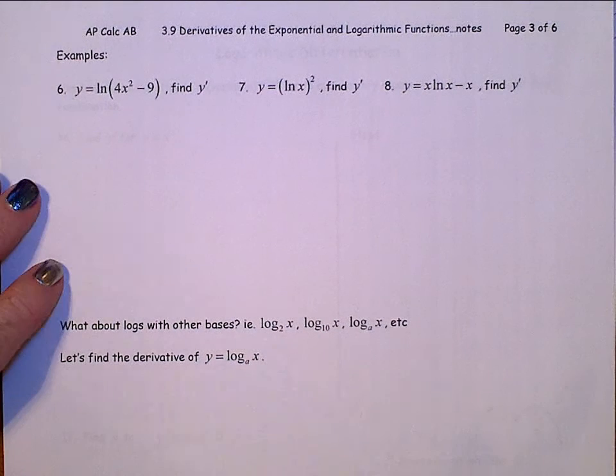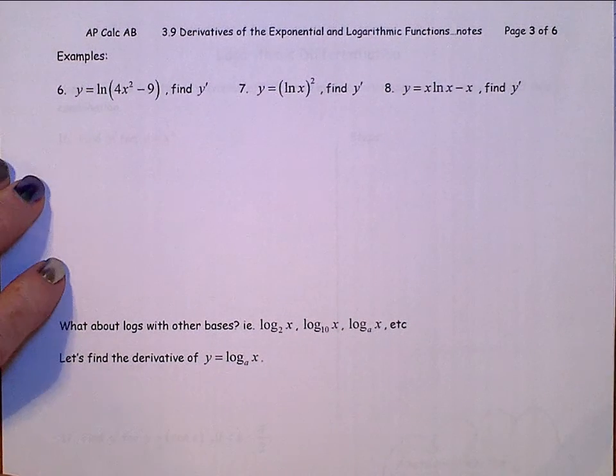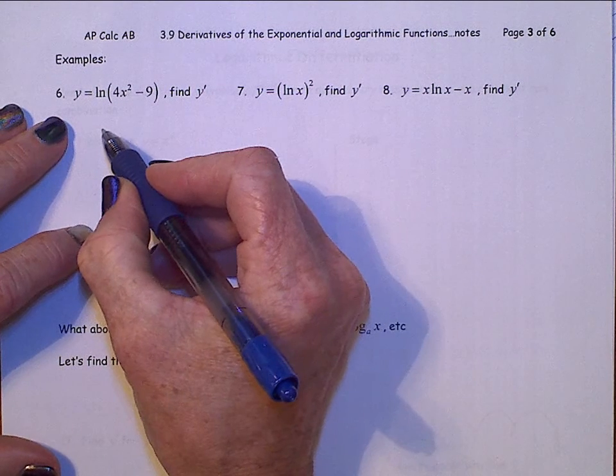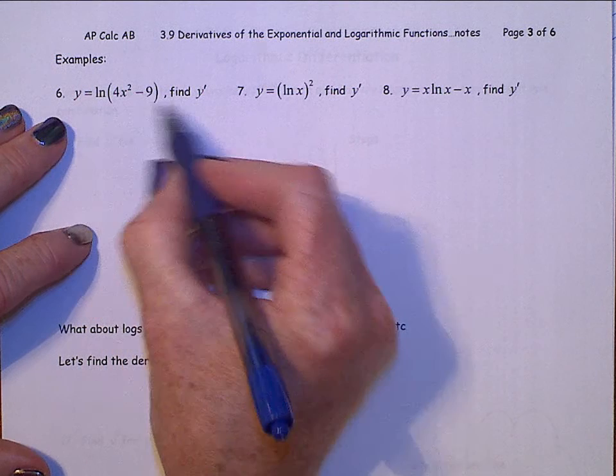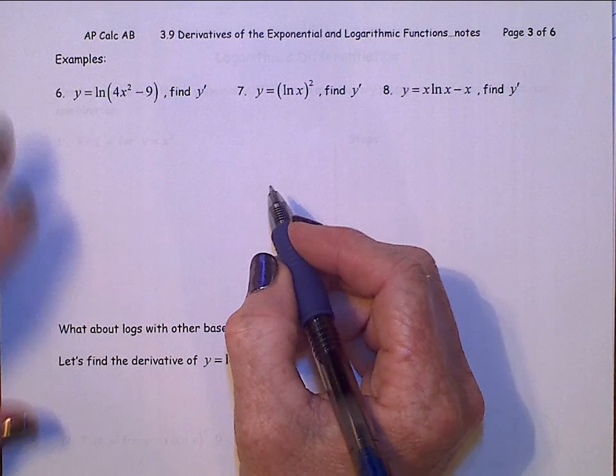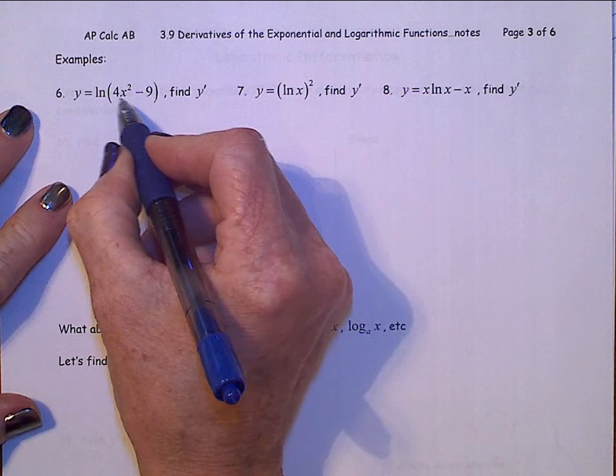This is AB Calculus, section 3.9, page 3. We just learned the formula for the derivative of a natural log. Let's go ahead and just crank through some problems here then. First thing, this is the natural log of 4x squared minus 9.